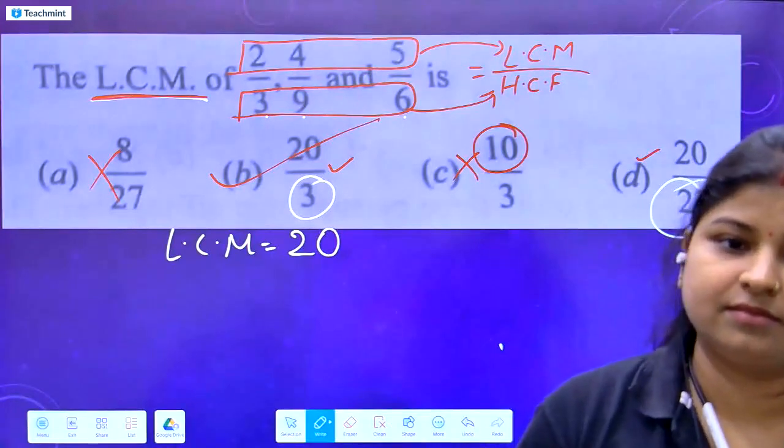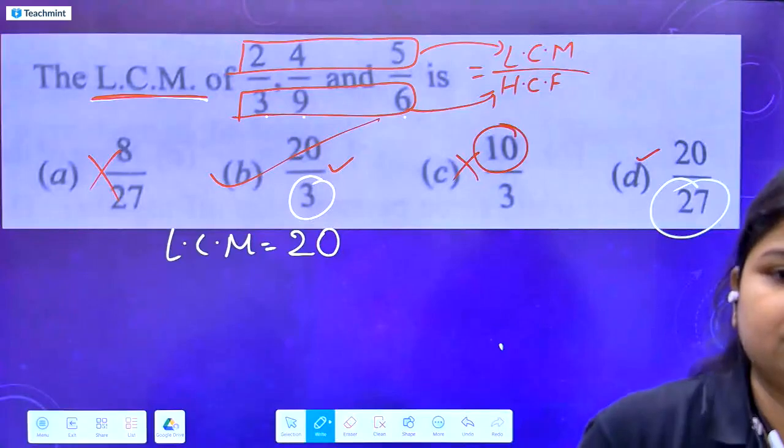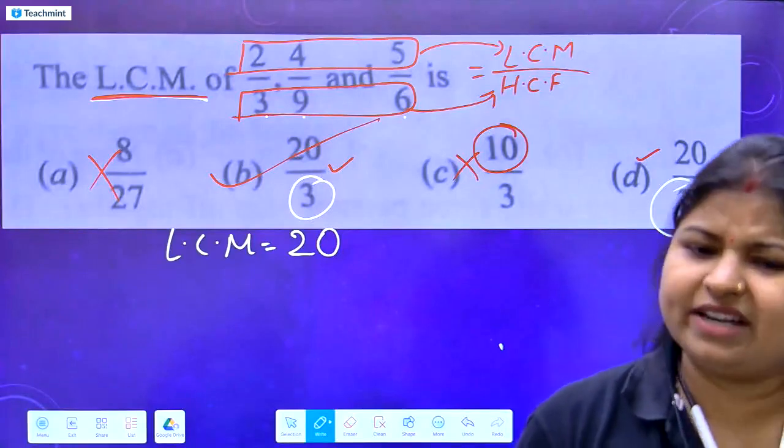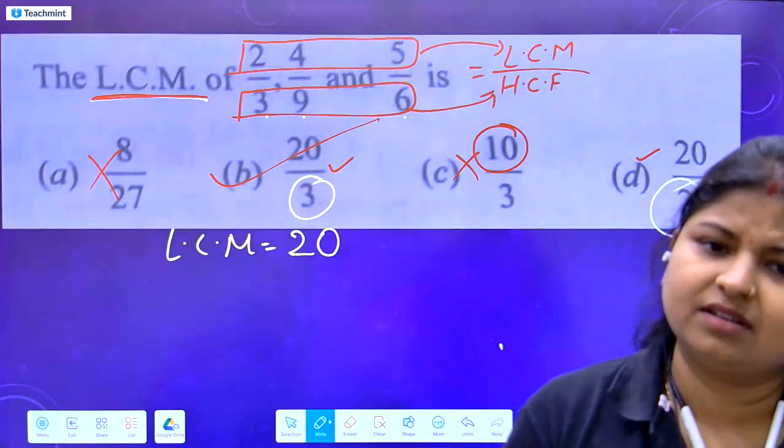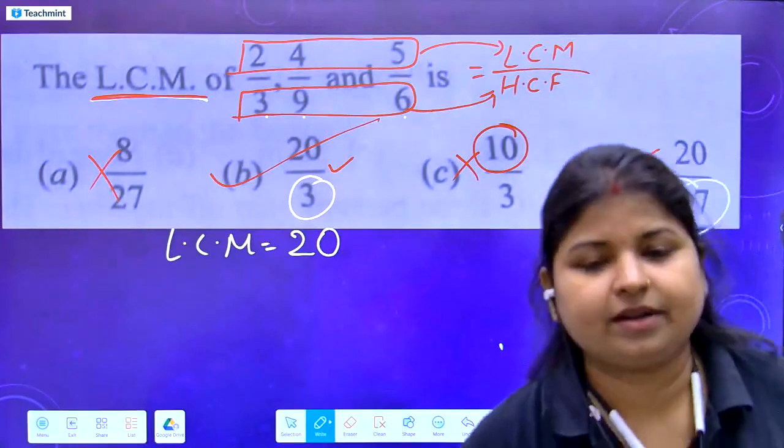No, ma'am. Ma'am, I did not understand the first step. First step, beta, calculating LCM. Ajish? Yes, ma'am.